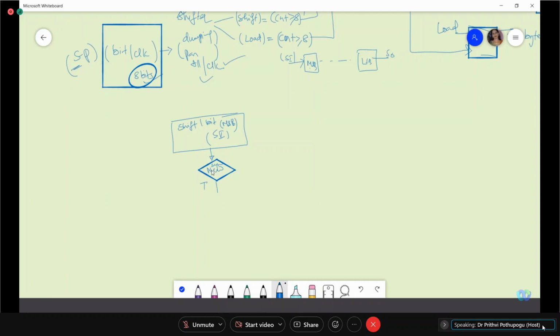So maybe 8 bits, if they are ready, new 8 bits are ready, then we will go for issuing a signal to transfer this byte from the shifter, that will be moving one bit by bit onto MSB really.